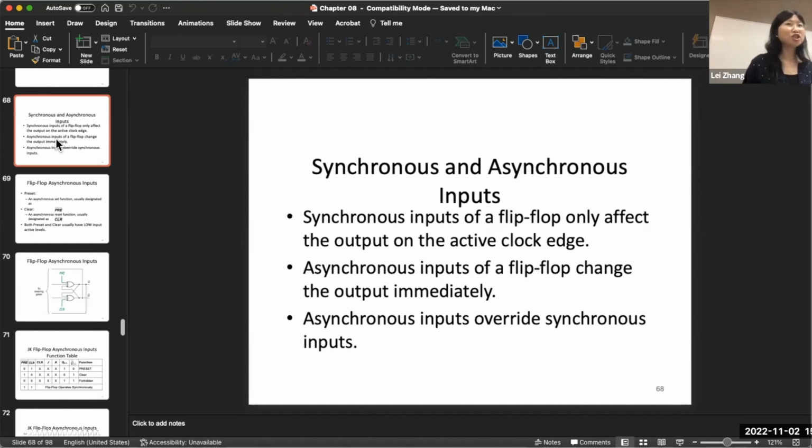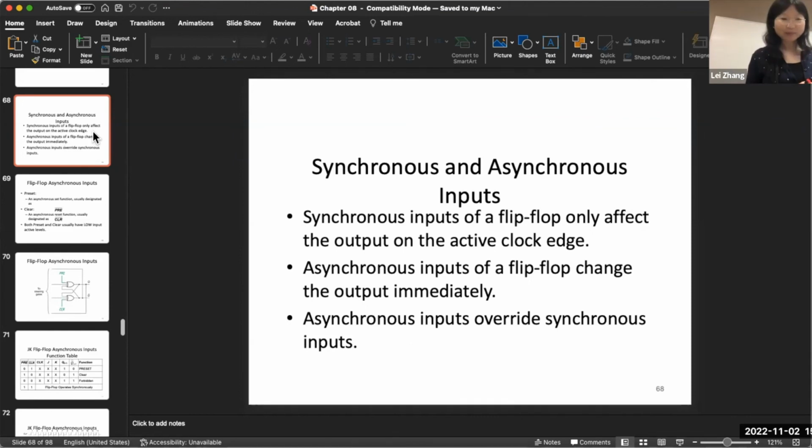So it's not synchronous. It works on its own. Whenever it happens, at any time, it will affect the output. So we have asynchronous reset, asynchronous clear. Those are asynchronous inputs to the D flip-flop. Yeah, so that answers your question.